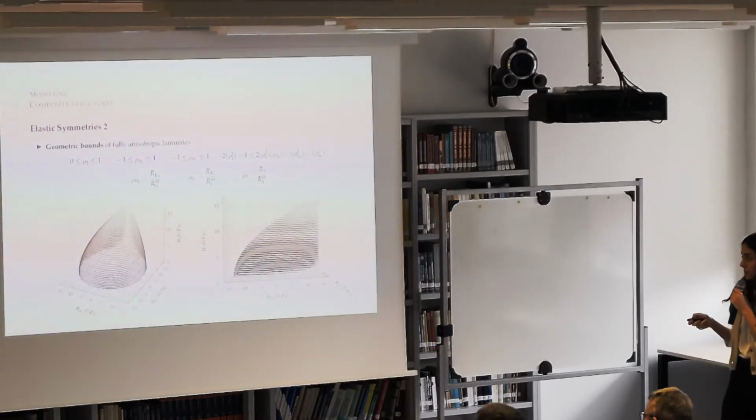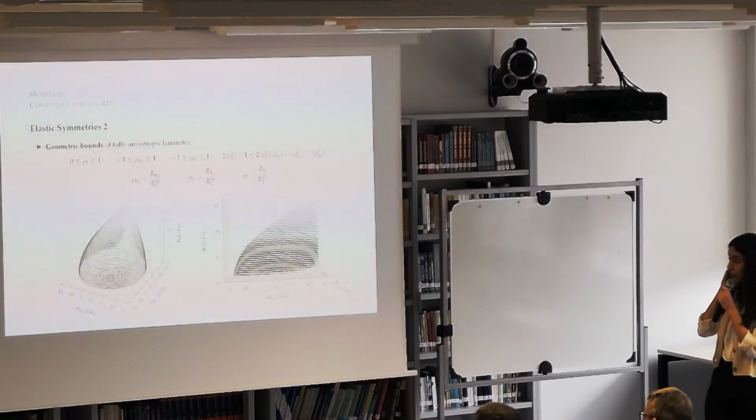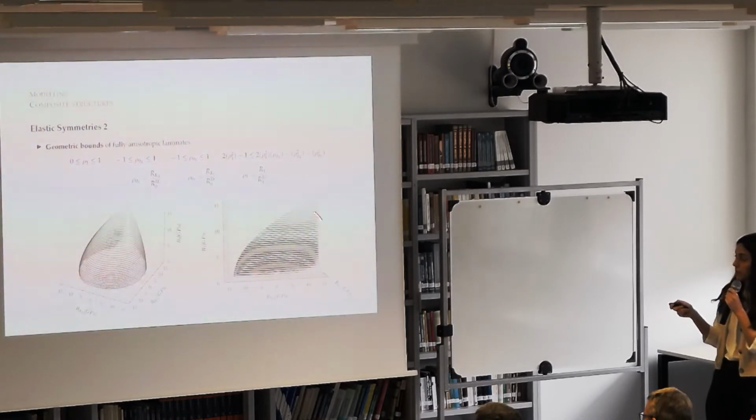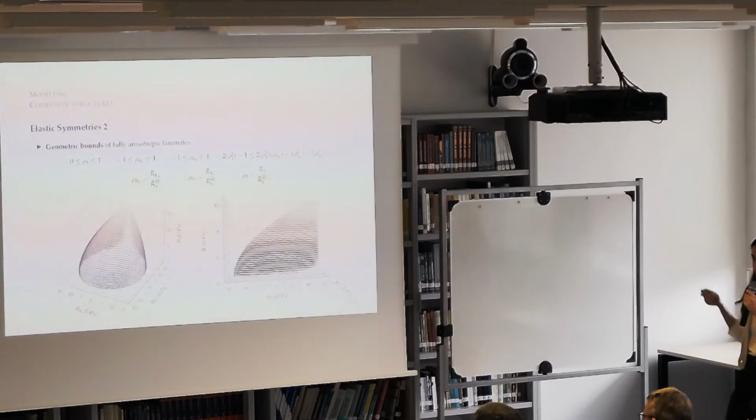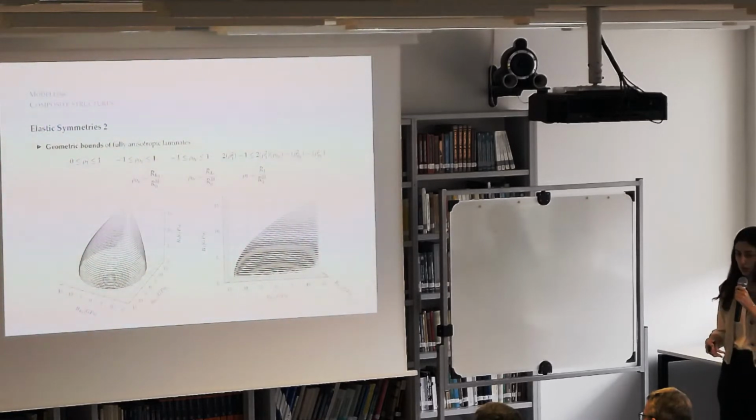Here we have a representation of the anisotropic domain in the 3D form. We can see that if I cut the anisotropic domain at the RKY equal to 0 axis, I will obtain the same orthotropic domain that I had before. So the orthotropic domain is included in the anisotropic domain.